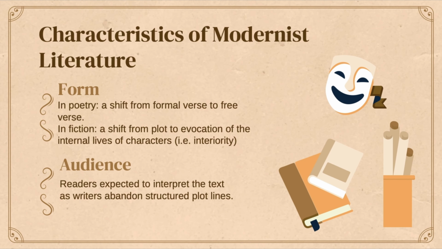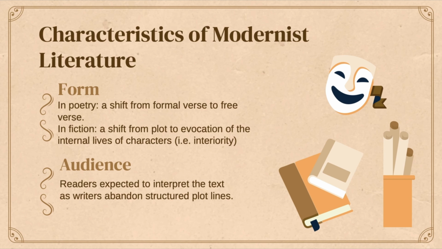Now, what are the characteristics of modernist literature? So, early in the movement, literary modernists focused on two shifts: in form and in audience. Now, the shift in form happened in poetry, where the focus moved away from formal verse to free verse. And in fiction, the focus moved away from plot to an evocation of the internal lives of characters, what we would call now interiority.